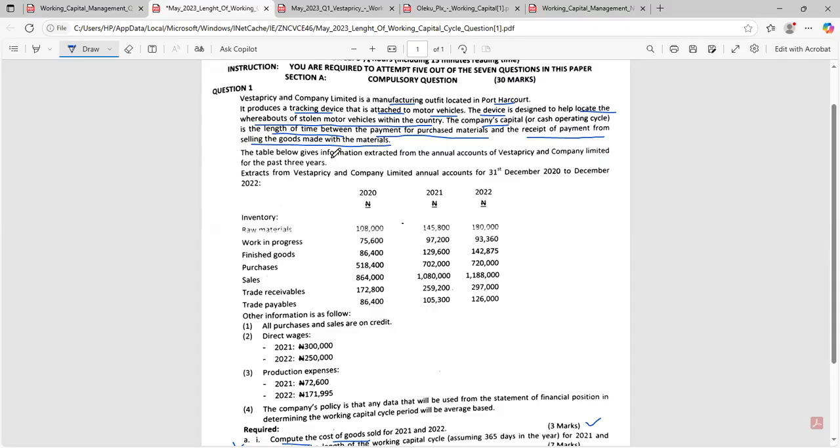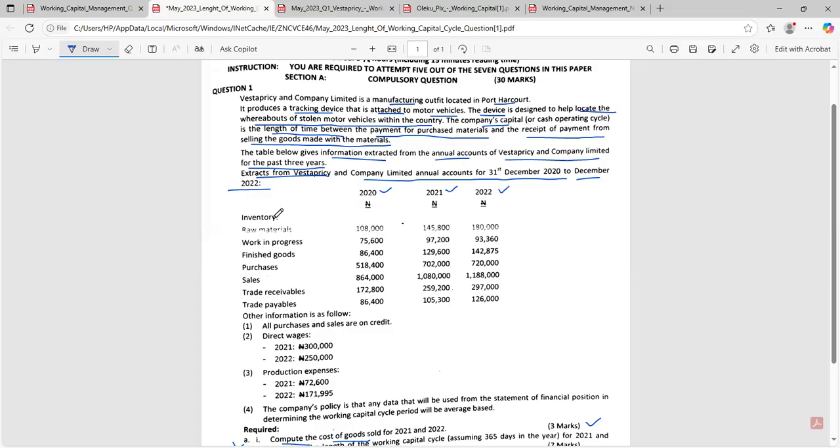Now, the table below gives information extracted from the annual account of Vestapricy and Company Limited for the past 3 years. Extract from Vestapricy and Company Limited annual account for 31st December 2020 to December 2022. So we have been given an extract of financials. So I'll be giving 2020 financials, 2021 financials, and 2022 financials.